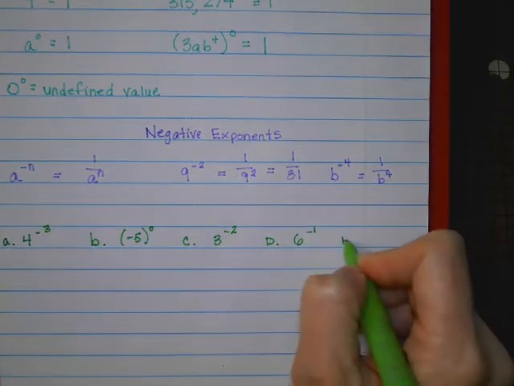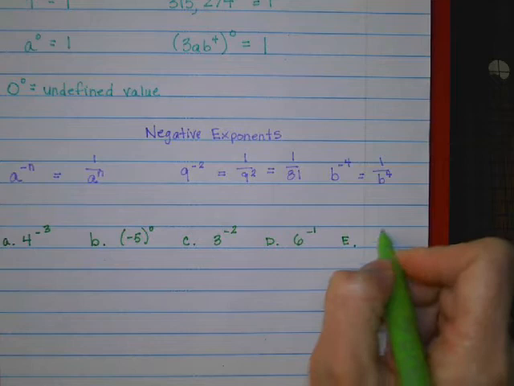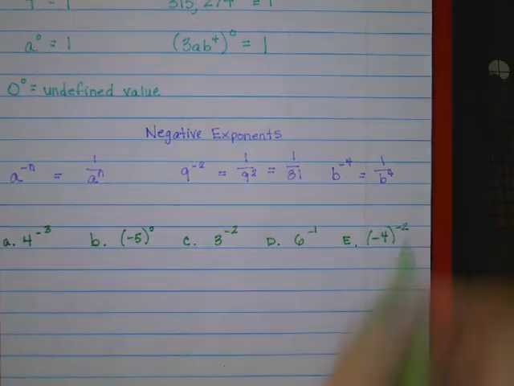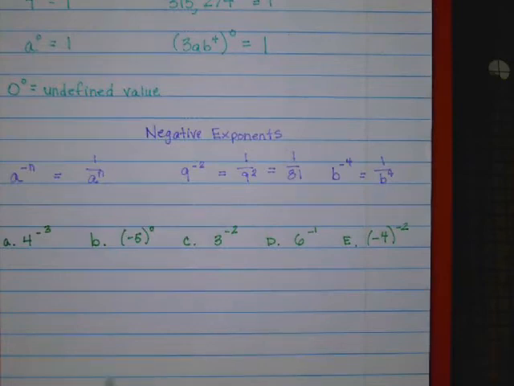And we have E, which is (-4) raised to the -2 power. So these are the "Got It" ones, and they're on page 419, about halfway down the page in that first setting underneath problem 1. All right, so what we're going to do is simplify these.